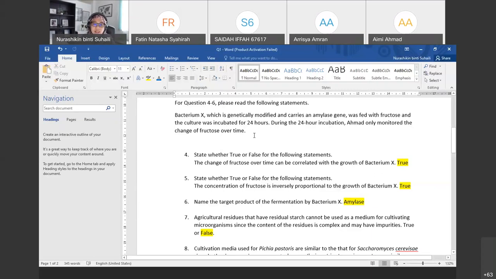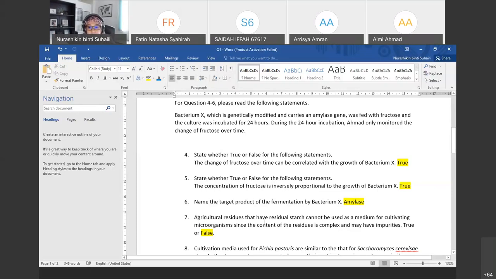Dia tak semestinya. Yelah, it depends on the case lah. Kalau you are talking about Saccharomyces cerevisiae, like in the practical question, of course the product is bioethanol, but it's not bioethanol in all fermentations. Fermentation is a general process. The products can be varied. Okay. So the target product, the main product here is amylase.